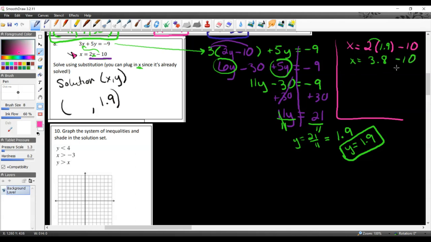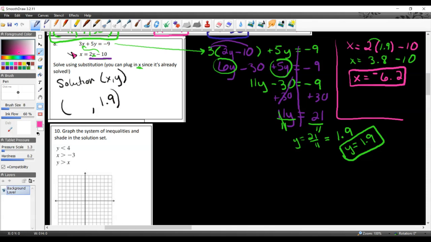Okay, and then we just subtract this. So 3.8 minus 10. You can use a calculator if you need to. X is going to be equal to 6.2. But again, since 10 is bigger and 10 is negative, it's going to be negative 6.2. So there is our x value.